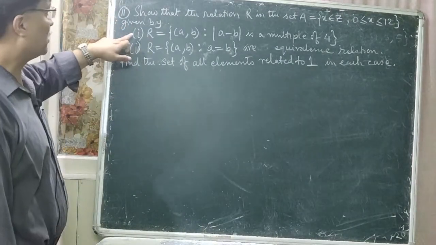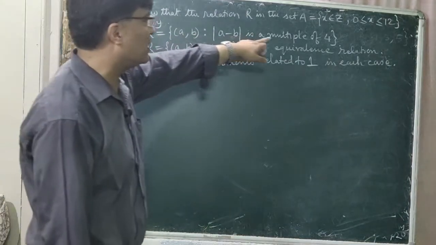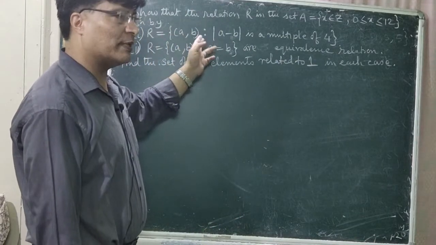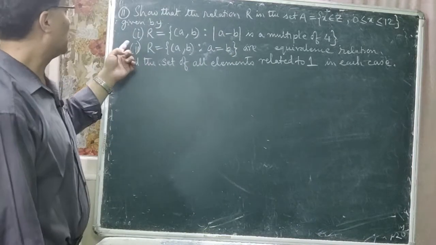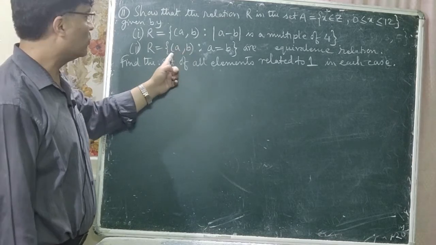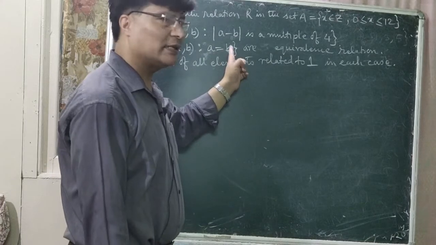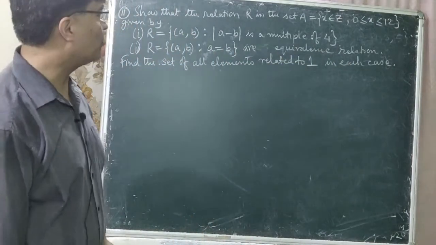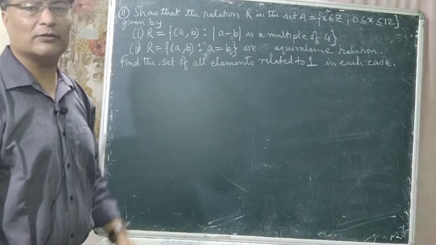Given by number 1, capital R is equal to small a comma small b such that within mod a minus b is a multiple of 4. So this relation R a comma b such that within mod a minus b is a multiple of 4. Right? So number 2, capital R is equal to within second bracket a comma b such that a is equal to b. You have to prove that these two, number 1 and number 2 relations are equivalence relation.